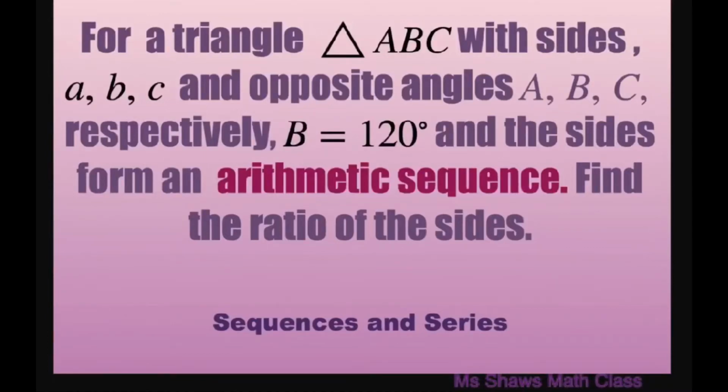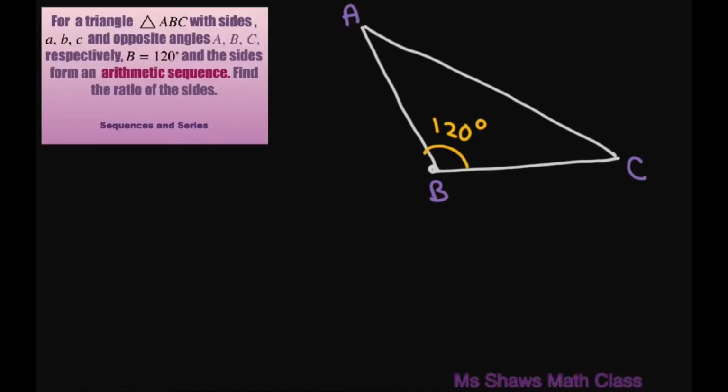Everyone. For a triangle ABC with sides little a, b, c opposite angles big A, B, C respectively, B equals 120 degrees, and the sides form an arithmetic sequence, we're going to find the ratio of the sides. So first I drew a little picture here. So we have ABC.